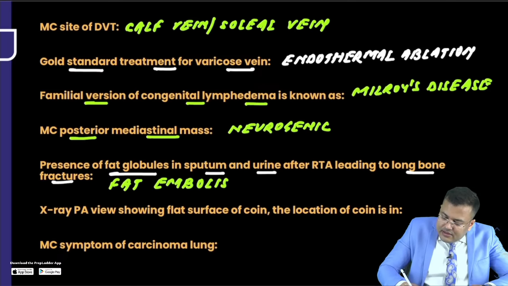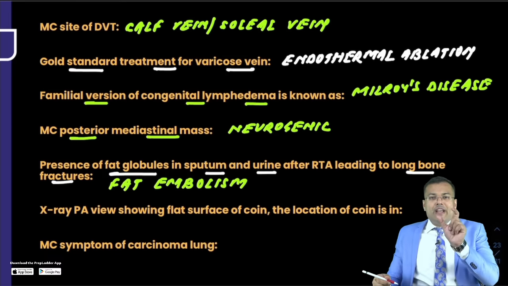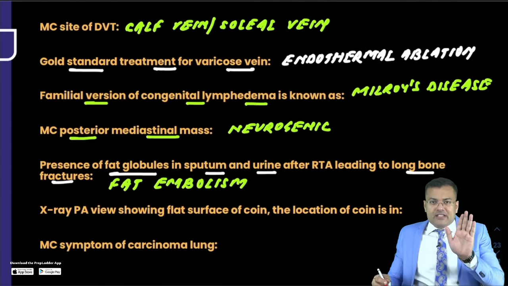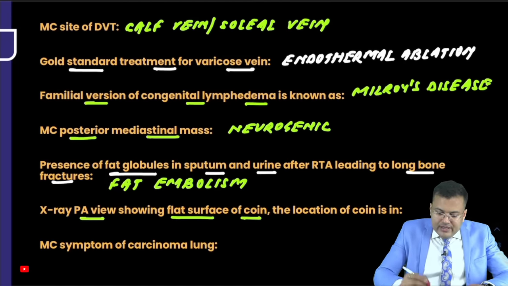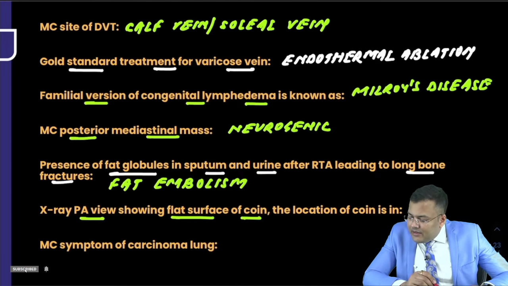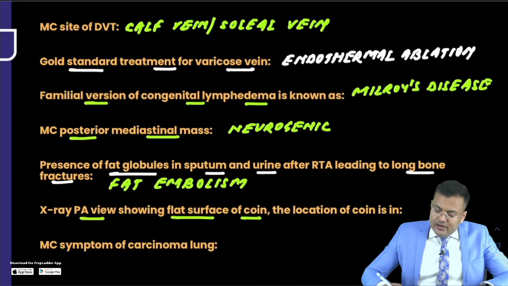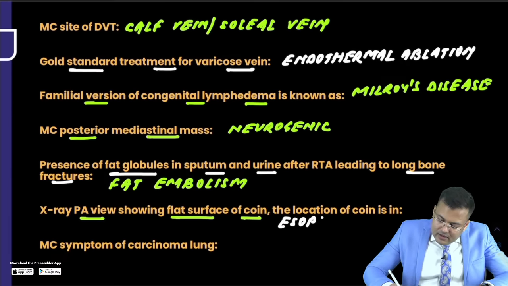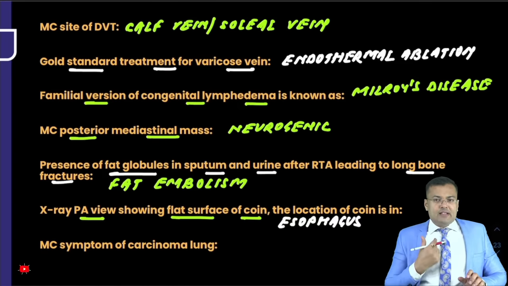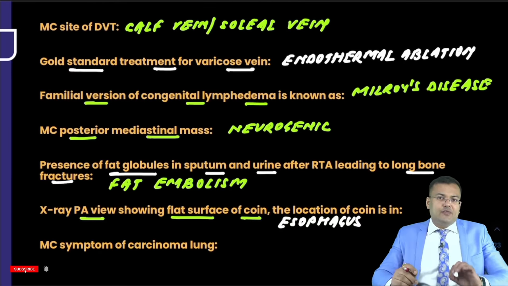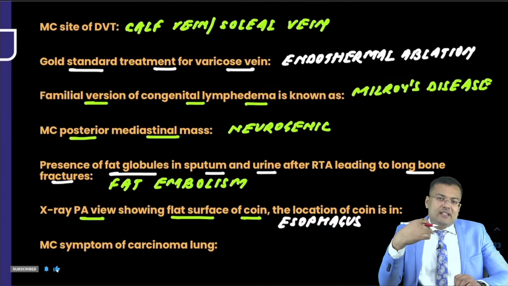There is another question which is asked nowadays related to foreign body. Coin. If a coin is there and you perform a chest X-ray PA view, which surface is seen? Tell me where the coin is. Everybody is correct. Esophagus. Whenever the patient has dysphagia, on the PA view there is the flat surface of the coin; on lateral view, the edge of the coin. If it is in the trachea, the patient has dyspnea; on PA view you can see the edge, and on lateral view the flat surface.